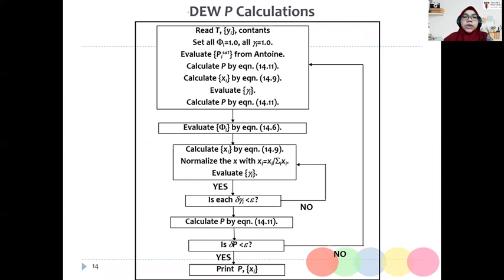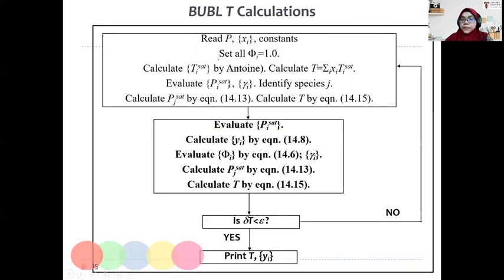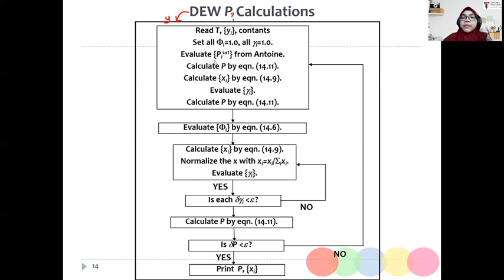For the dew P calculation, that means we have the information on the composition in the vapor phase and we need to find the pressure. Since the temperature is given, we may obtain the saturation pressure from the Antoine equation. And then we may calculate the value of P from the equation here, P equal to 1 over the summation of the vapor composition times the fugacity coefficient over the activity coefficient and Pi saturation. So calculate the composition of the liquid X using the equation here or the virial.